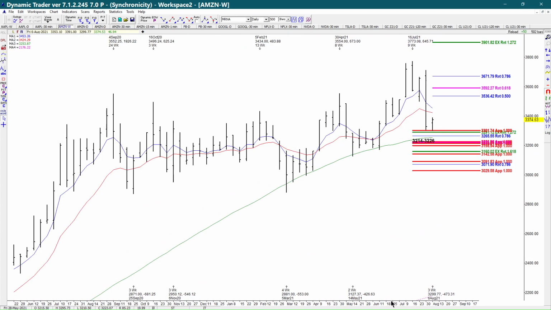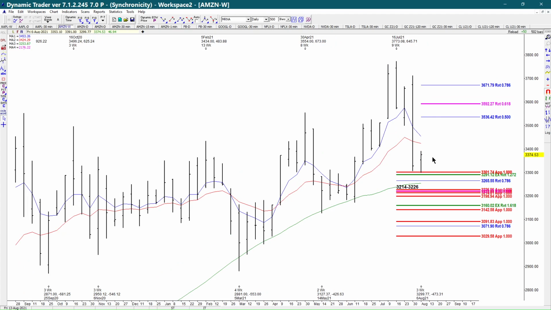So not only do we have price support, we also had time symmetry, because the timing of this correction is very similar to the other corrections within the larger uptrend.